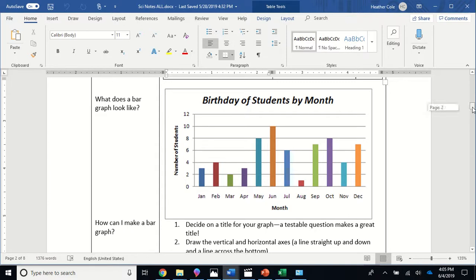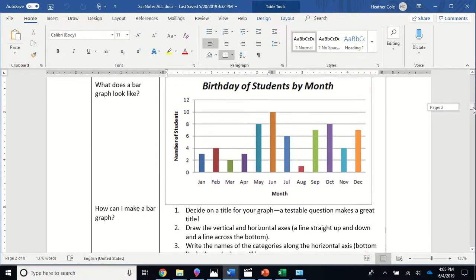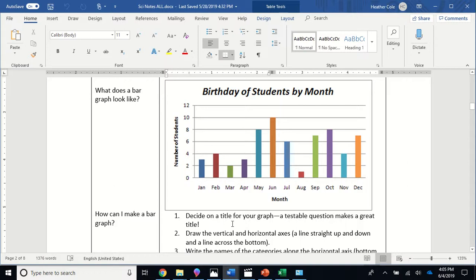In order to make a bar graph, you need to start by thinking of what's in your graph and deciding on a title. A lot of times we'll choose a testable question, or we need to just make sure we cover what is in the y-axis and what is in the x-axis, the horizontal axis and the vertical axis, in other words. In this case, our title is Birthday of Students, because that includes the information here and the information here by month, which puts it into an organization that we understand.